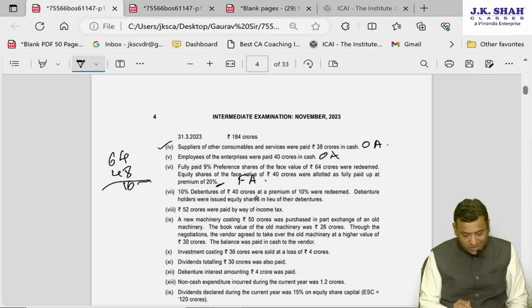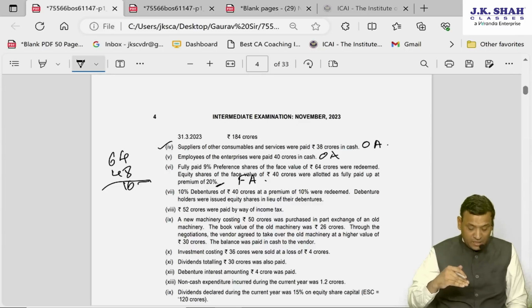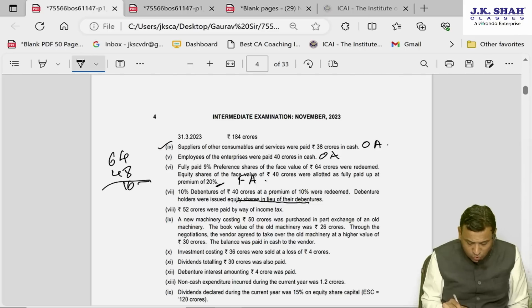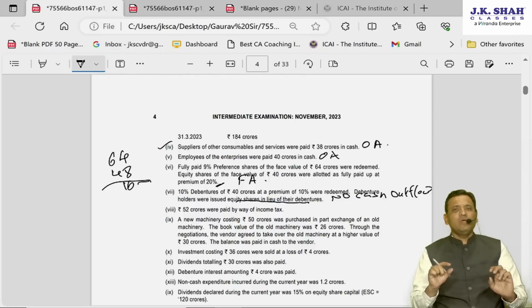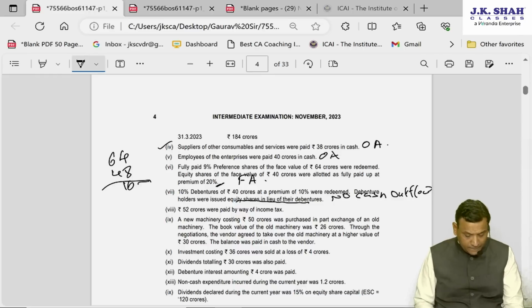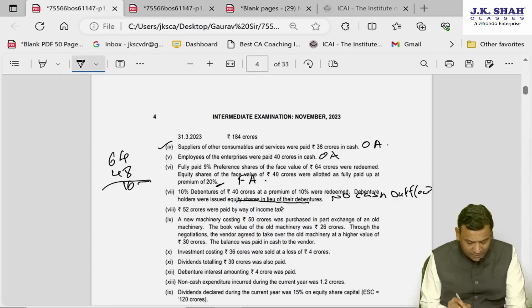10% debentures of 40 crores at a premium of 10% were redeemed. So it means we have paid debenture holders 44 crore, and these were issued as equity shares. It means there is no cash inflow or outflow. This can be presented as a note. It will not appear in our cash flow statement. 52 crores were paid as income tax. Can I say again operating activity?